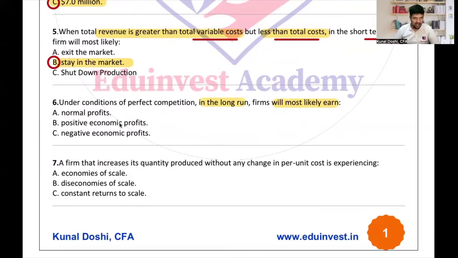Very, very interesting. I love this type of question. See, first of all, positive economic profit means your price is above ATC. In perfect competition, price above ATC is not possible because, since there are no barriers to entry, others will jump in. So you will always be at break even. This is where your economic profit won't be positive or negative. You will be earning only normal profits. Understood?